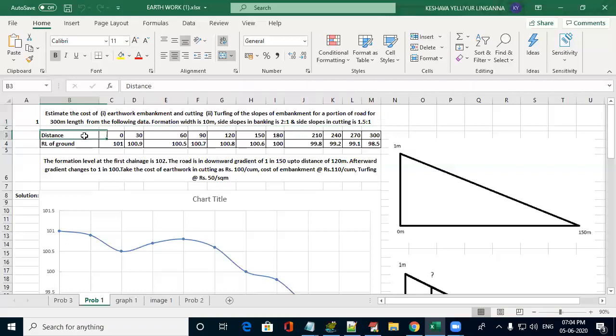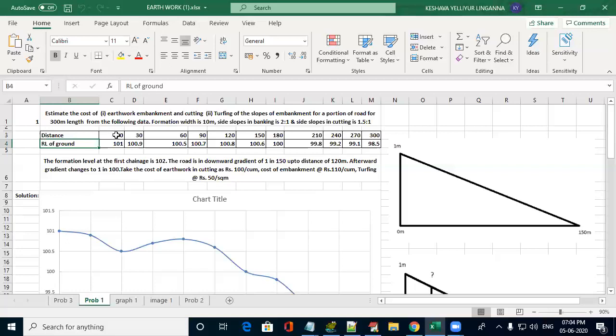They have also given the distance and the RL of the ground. They have done the survey, and they have taken the RL at every 30-meter interval. You can see at every 30-meter interval, they have taken these values. All these dimensions are in meters. All the dimensions, distance as well as RL of ground will be in meters. Usually it will be in meters. Here they have missed to give the dimension.